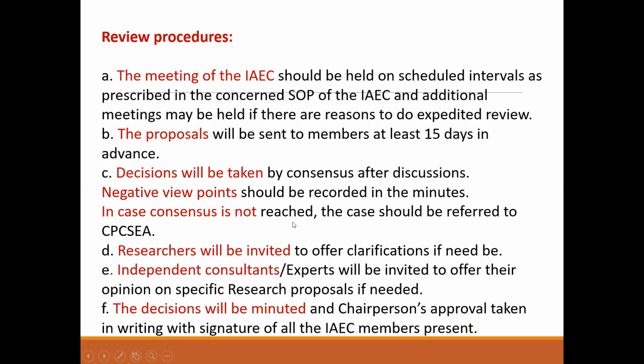In case consensus is not reached, right, then the case should be referred to the CPCA. If a decision does not come out during the meeting of the IAC, then all the reports of this research proposal are sent to the CPCA, and all the CPCA members can consider the proposal and take the decision on that research proposal. The researchers should be invited for clarification if needed. So if the CPCA wants some clarification on any research proposal, right? Then it can invite the researchers or inventor and take clarification on that particular thing.